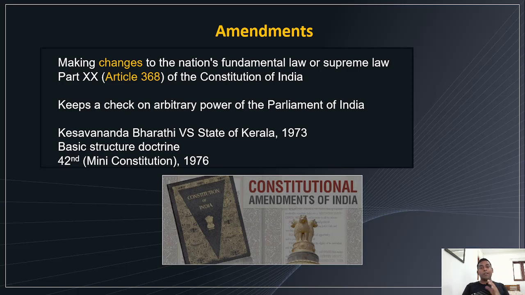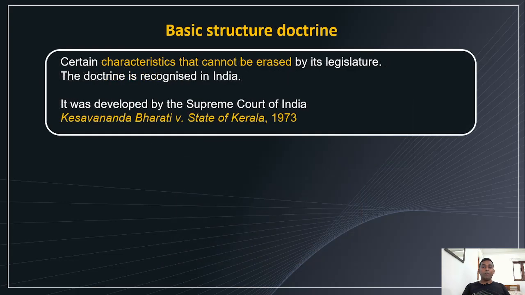So amendment means nothing but changes, but we cannot break the basic structure doctrine. And what is basic structure doctrine? Certain characteristics of the constitution that cannot be erased by its legislator. The very meaning is there are some basic features or basic structure in the constitution that cannot be changed by the parliament, even if they possess the supreme majority, because that affects the very soul of the constitution, right?